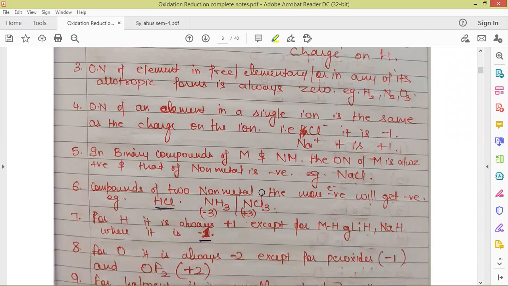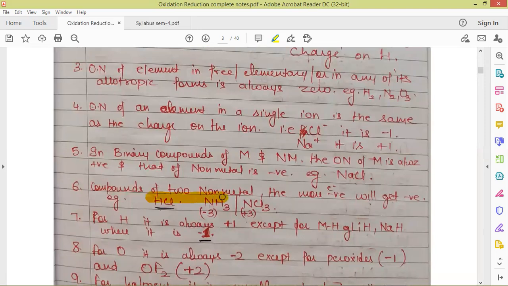In binary compounds, which are the compounds formed between metals and non-metals, those are called binary compounds of metal and non-metal. The oxidation number of the metal is always positive and that of the non-metal is always negative. Example, NaCl. Here, both the electrons will go with chlorine and chlorine will acquire the negative charge, and sodium is going to acquire the positive charge.